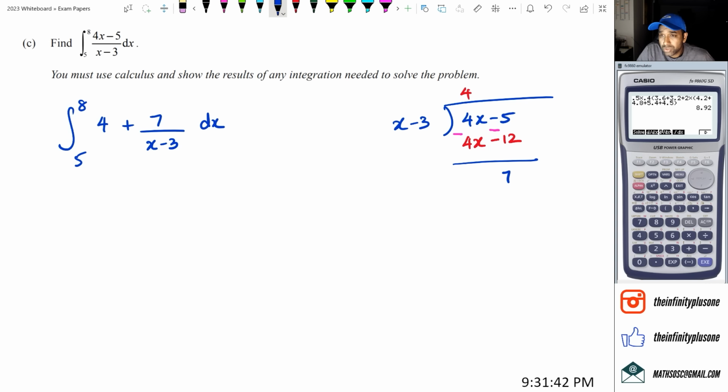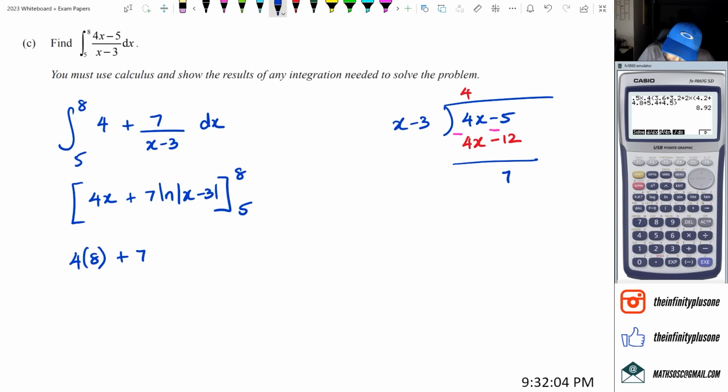Now this is probably the most important step for this question, because once you get this part, the rest of it is pretty much easy, because then you've got to integrate it. You're going to get 4x plus 7 ln of x minus 3, and this is between 8 and 5. Next, we're going to substitute: 4 times 8 plus 7 ln of 8 minus 3, minus 4 times 5 plus 7 ln of 5 minus 3.